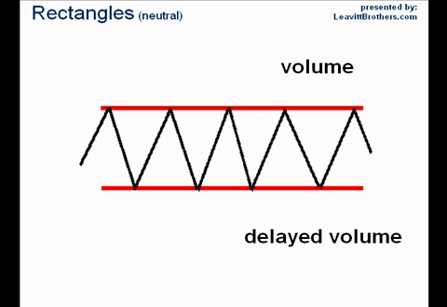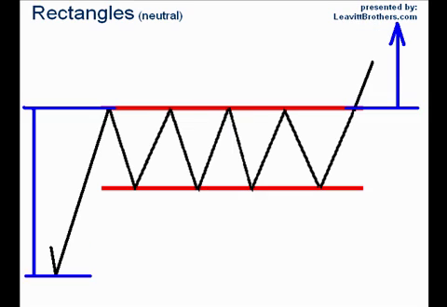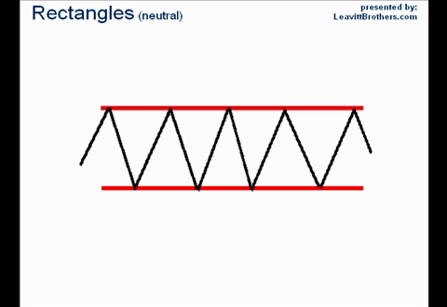There are two common ways a target is determined. 1. The move out of the pattern will match the height of the pattern. And 2. If the stock continues in the direction of the trend that existed prior to the rectangle forming, the move out of the pattern could match the move into the pattern. This could be measured from the far side of the pattern as shown here, or from the midpoint as shown here.